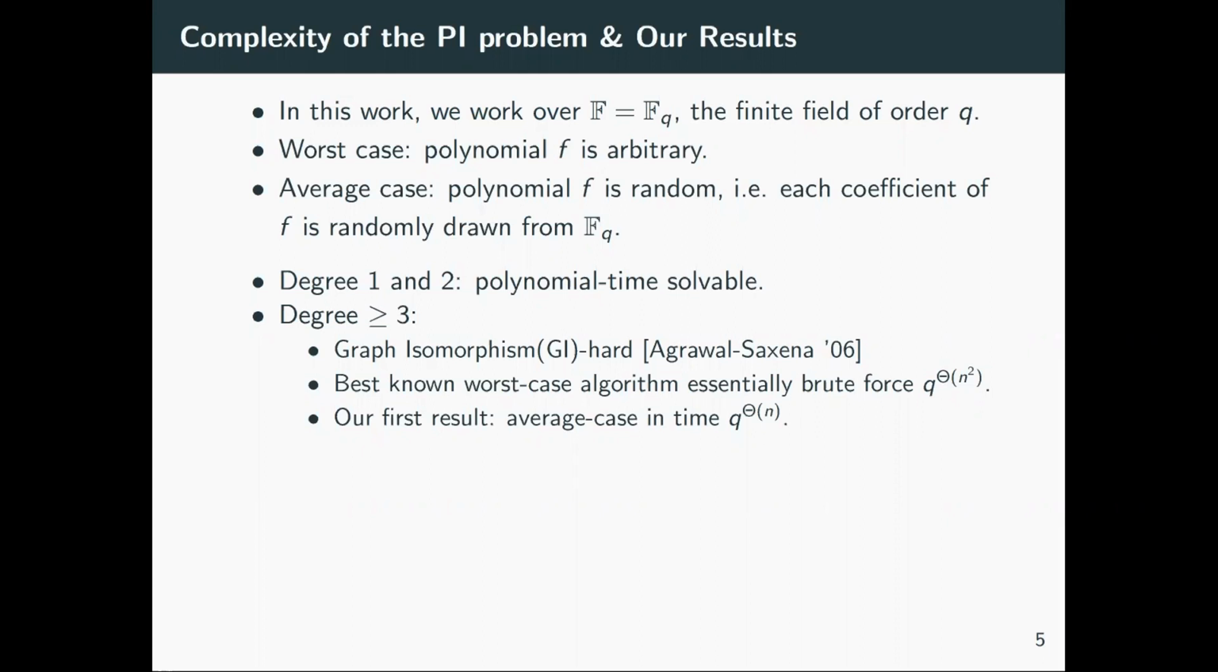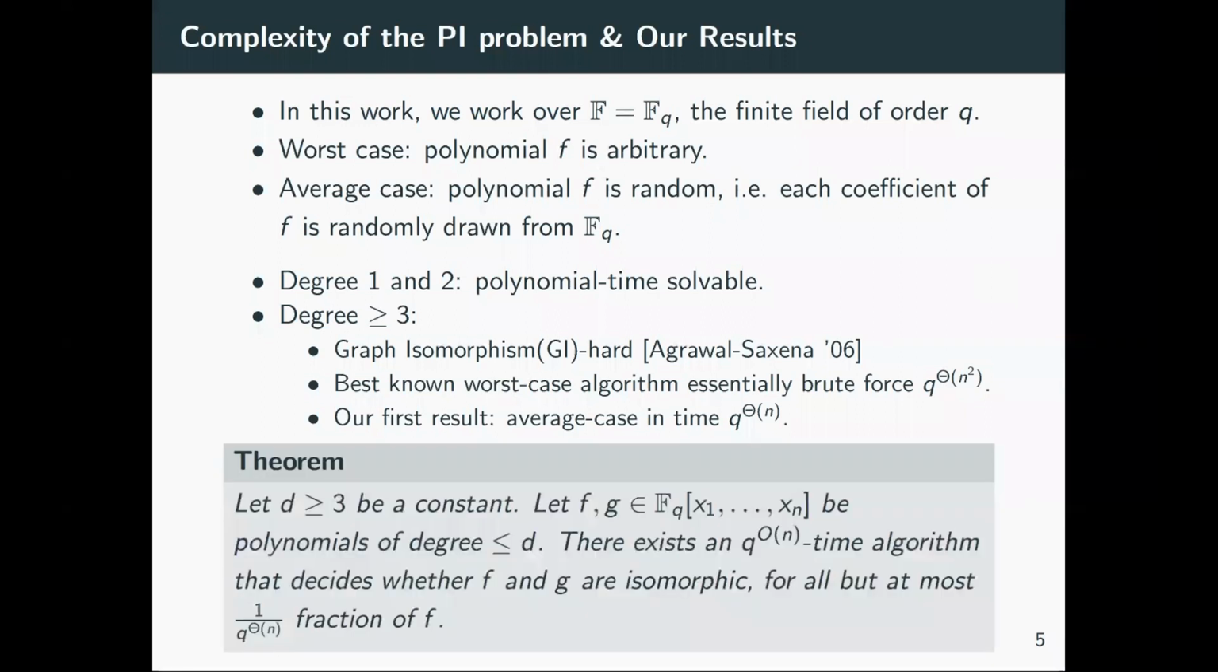In the average case, in this joint work between myself, Joshua Grochow, and Youming Qiao, we showed that you could get this down to q to the n instead of q to the n squared, but still exponential. This is the first result of our work, described in the theorem below. We have an average case algorithm running in time q to the n that decides whether polynomial f and polynomial g are isomorphic for most polynomials f.